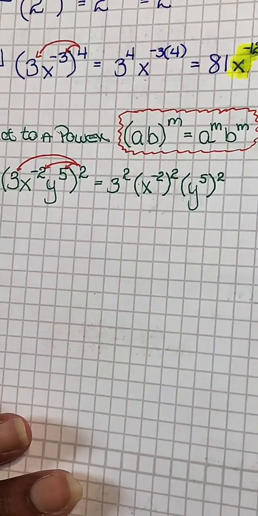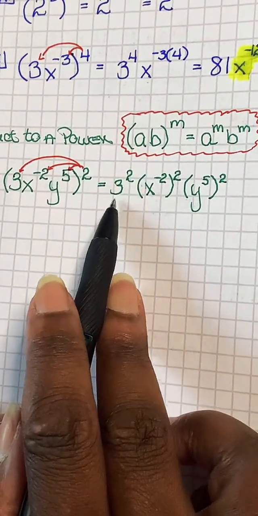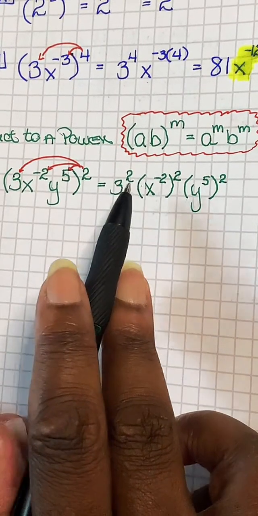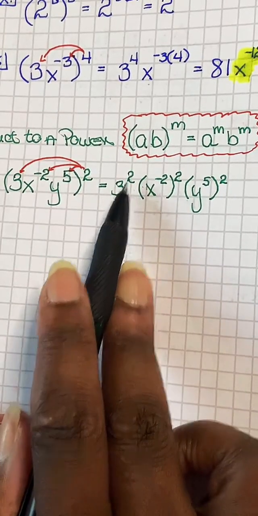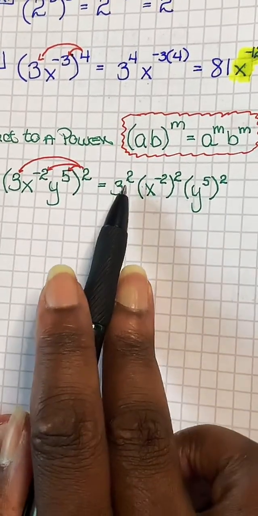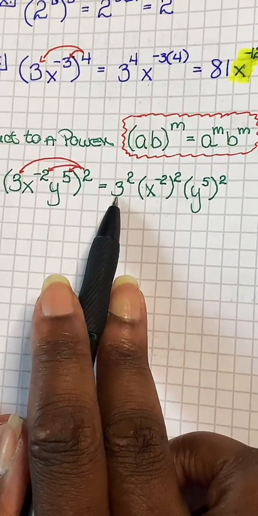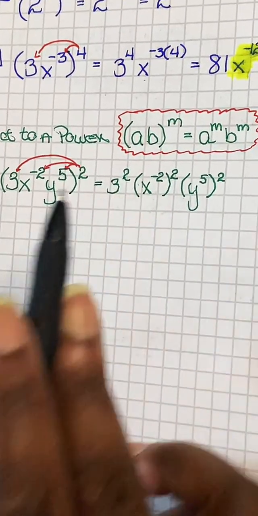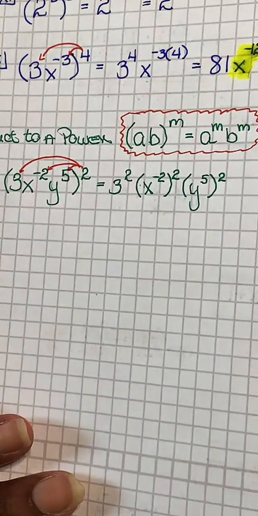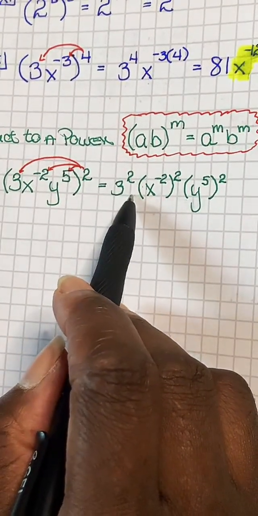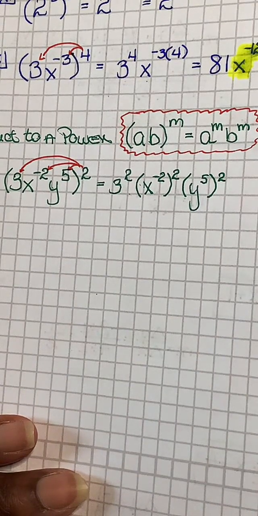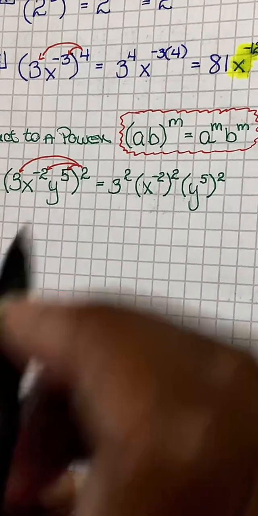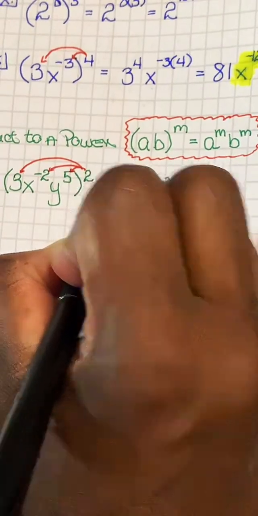Remember, 3 squared means 3 times 3. That 2 is not of the same stature as this 3. If they're the same stature, you multiply them, but if they are not, that means I'm multiplying this base of 3 to itself 2 times. So 3 times 3 will give me a 9. All right, I'm going to put it right here.